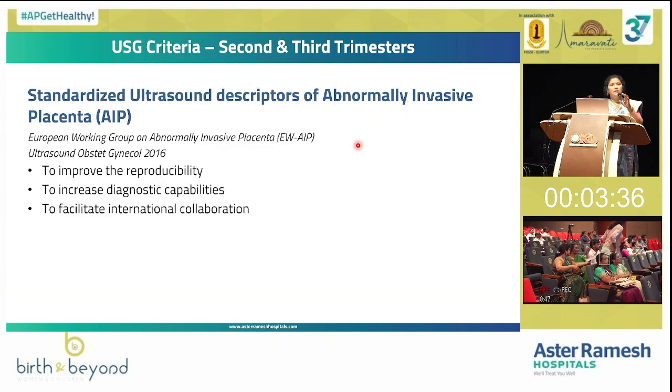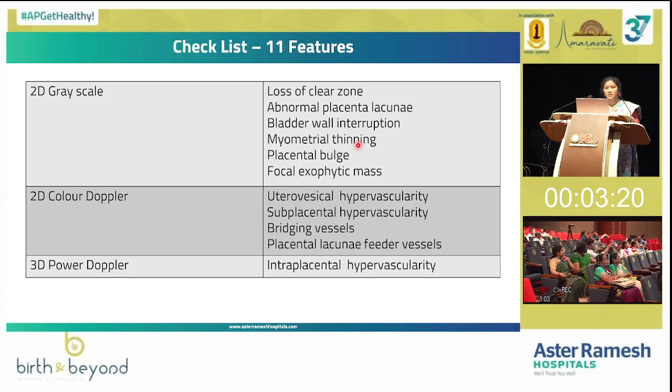In the second and third trimester, there are standard ultrasound descriptors to define abnormally invasive placenta. These criteria improve reproducibility, increase diagnostic capabilities, and facilitate international collaboration. So in the second trimester TIFA scan, we need to check all these 11 features to justify placenta accreta. We should see the 2D grayscale features first, and we'll go through each one in detail.